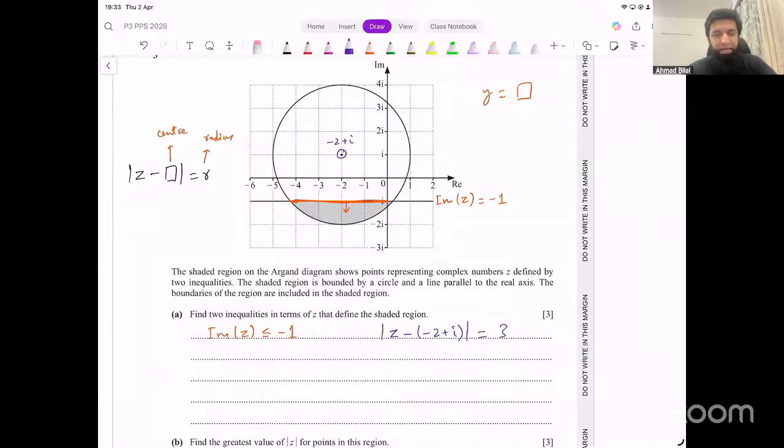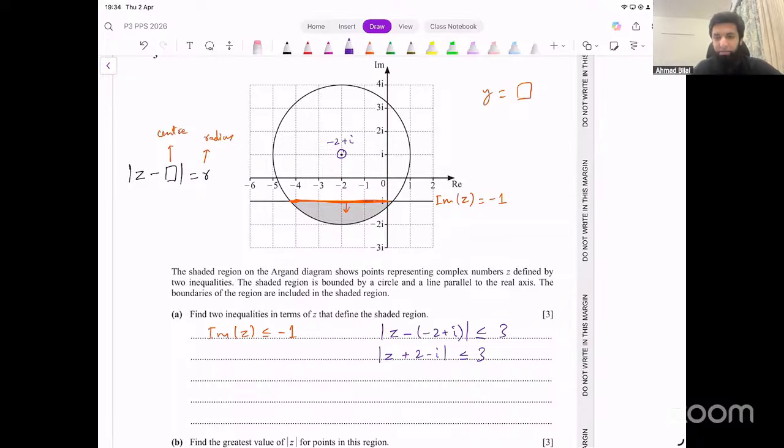Now you have to be inside the circle. Since you are inside the circle, what that means is the distance from the center needs to be less than 3. So rather than the equal to sign, you would put less than or equal to 3. And that's the second inequality that we've got. You can leave it like this if you want. You can also simplify this to modulus of z plus 2 minus iota, less than or equal to 3. That's the second inequality. Okay.